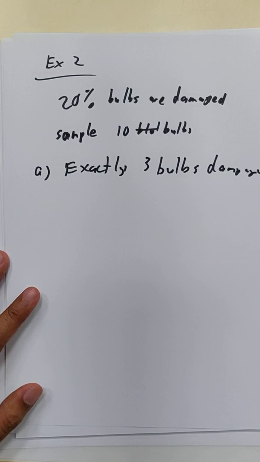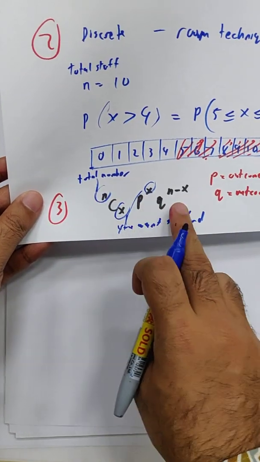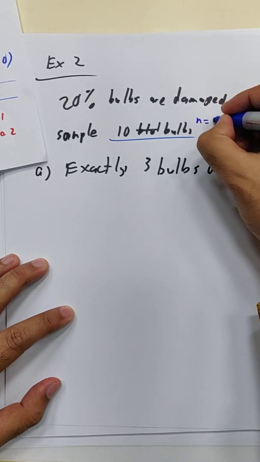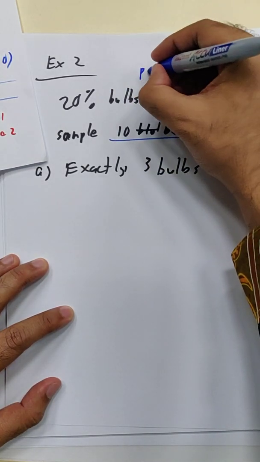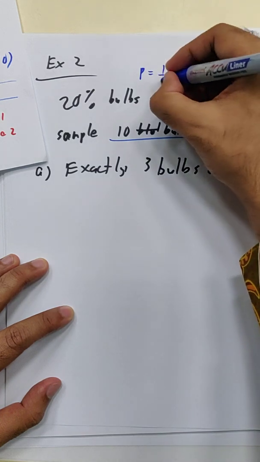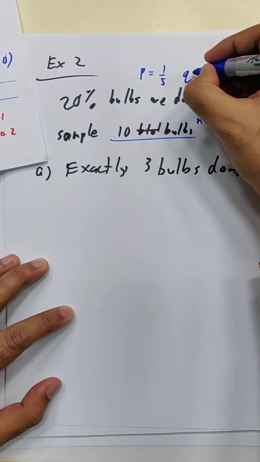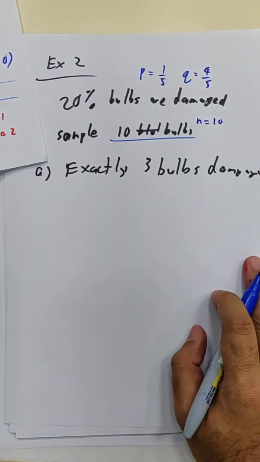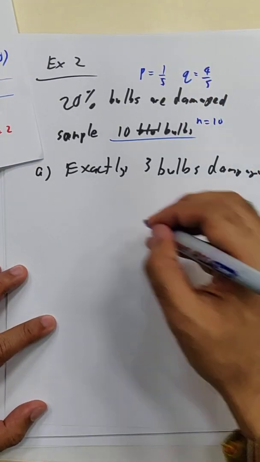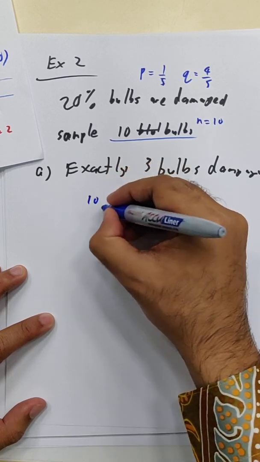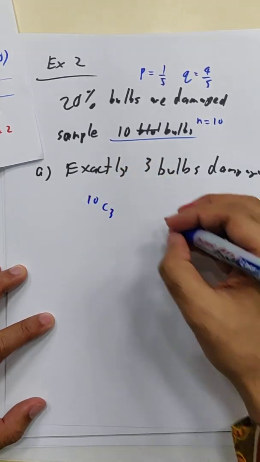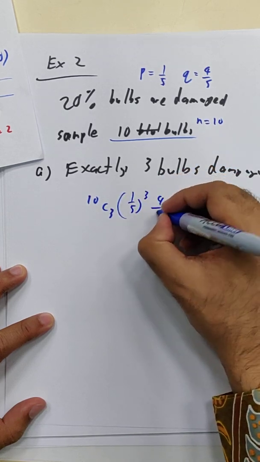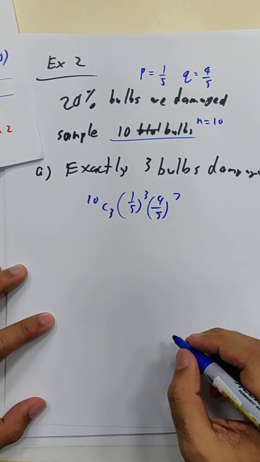what's my n? I'm just using this formula again. My n equals 10. P equals 20%, 1/5. Q, which they didn't say, 4/5. So simply 10C3, (1/5)^3, (4/5)^7. Exactly 3.